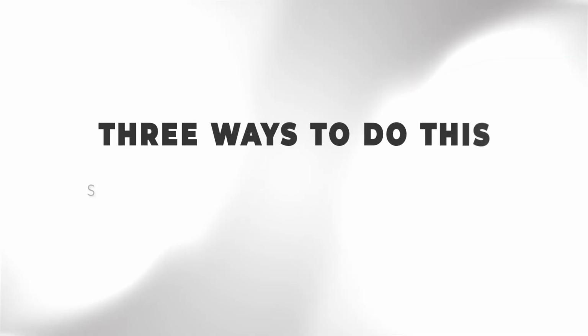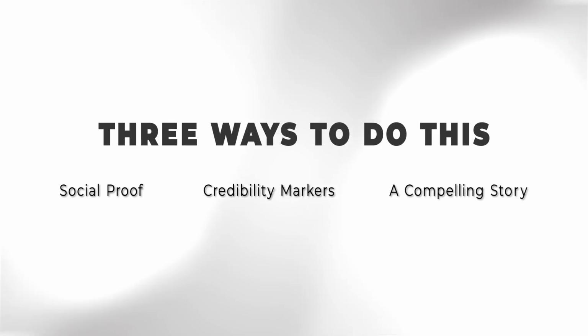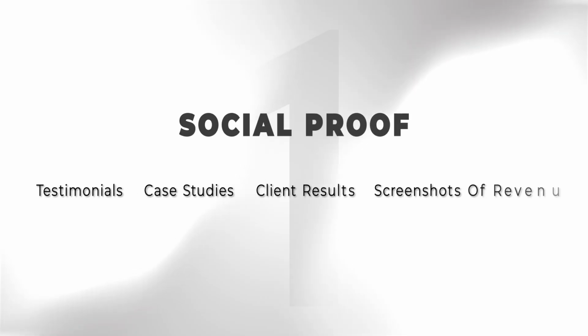You can't just make claims and expect people to believe you. You need to prove that you can deliver what you're promising. And there are 3 main ways to do this, which is social proof, credibility markers, or a compelling story. And let me break down each one because they all work, but they all work differently. The first option is social proof. This is testimonials, case studies, client results, screenshots of revenue.